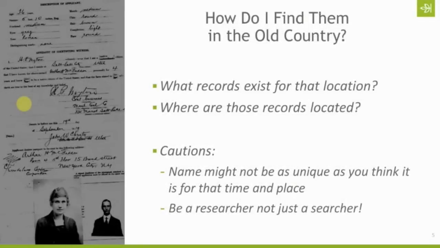Okay. Now, my final cautions for you before we wrap up, and we're way out of time. Be cautious of a couple things. The first one is the name that your ancestor had in the old country might not be as unique as you think it is for that time and place. So don't just plug a name into a search engine and grab the first one that comes back that matches the right location, okay? Again, the name may be really unique to you, but it may not be that unique for that location. And you won't know that until you do some more research.